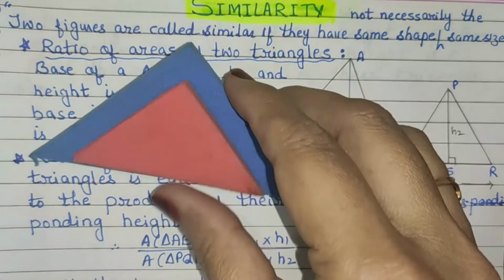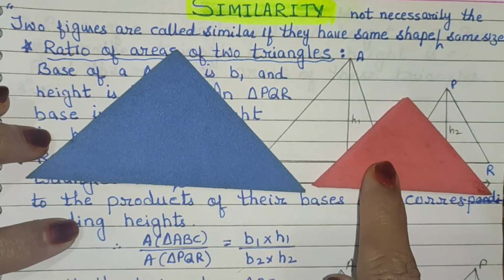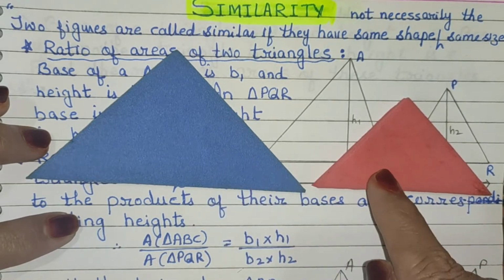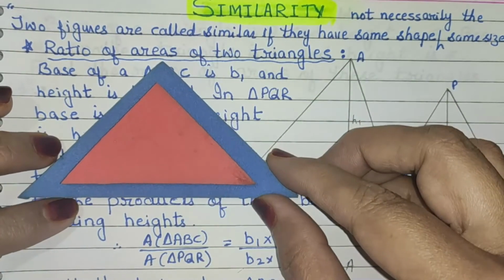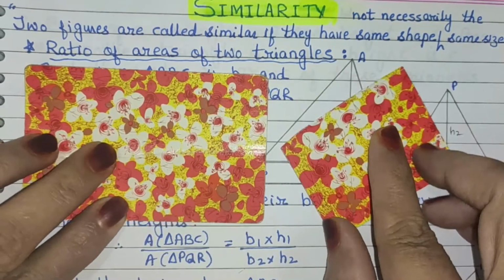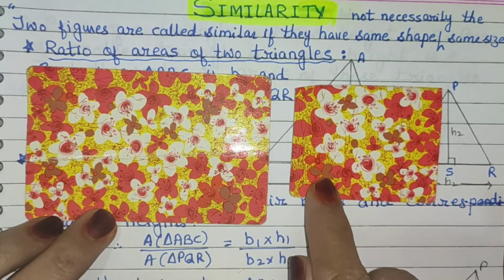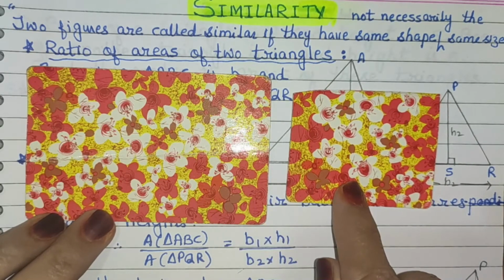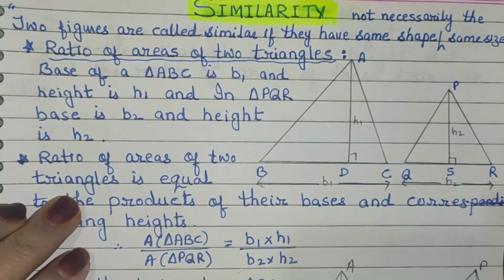Now look at here. Two figures are given here. They have same shape, means similar triangles are given, but the sizes are different here. It is one of the examples of similar. Now look at here, second example. These figures are called similar because they have same shape and size different here. Therefore, these are called similar figures.